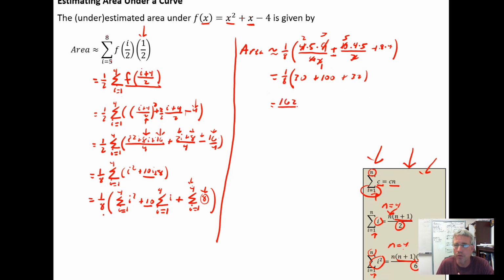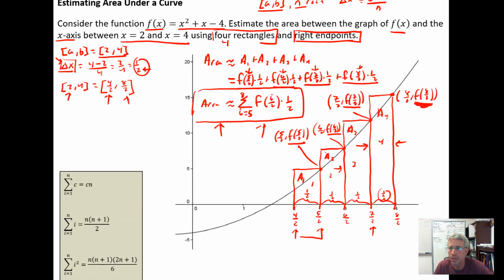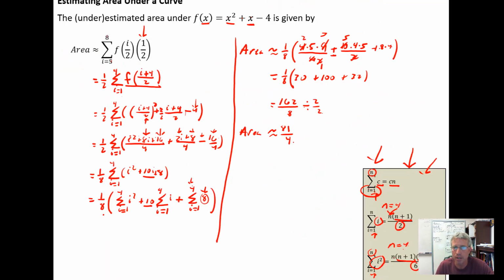162 in the numerator over 8, and it looks like for sure 2 goes into both evenly. So doing that, we're going to get 162 divided by 2 is 81, 8 divided by 2 is 4, and that looks like it's in simplest form. So the area is approximated by 81/4. And again, that's an overestimate because in this case, each of the rectangles we used in the estimation process were above the curve, so we have an overestimate for the area under the curve.